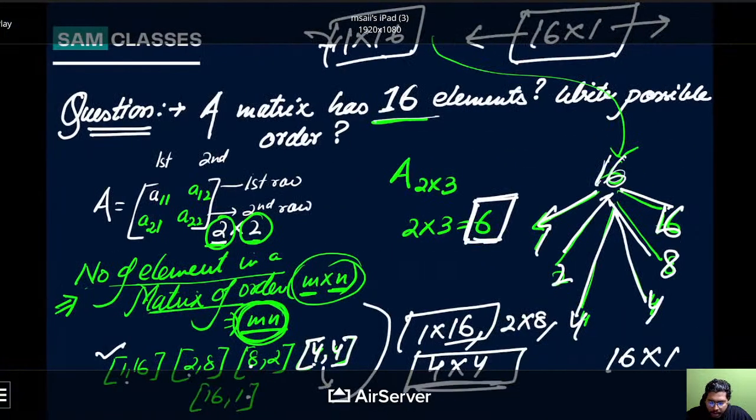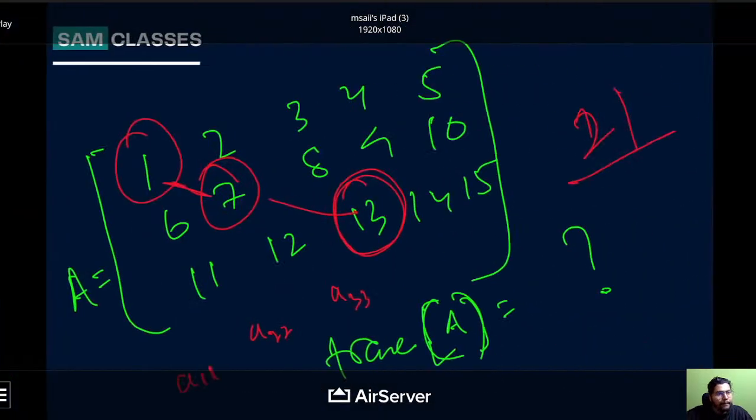Clear? Now one simple question keeps coming up. A matrix has 16 elements, so what is the possible order? Just find the factors of 16, you will get it. What are the factors of 16? 1 and 16, 2 and 8, so 8 and 2 also, and 4 and 4. That's it. Okay.